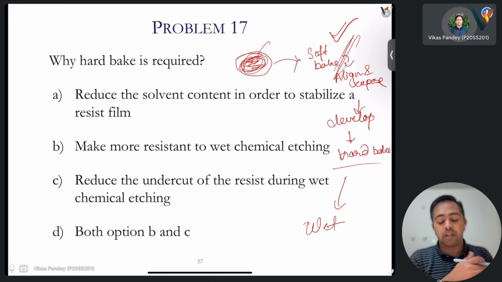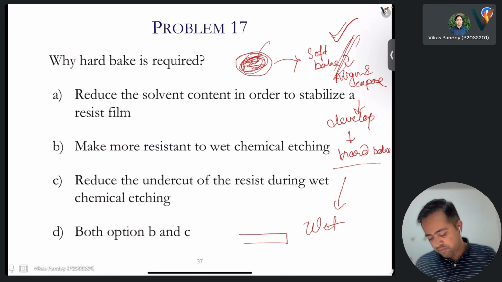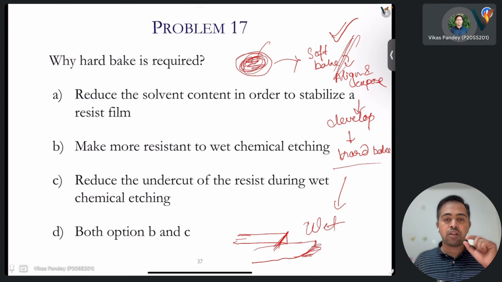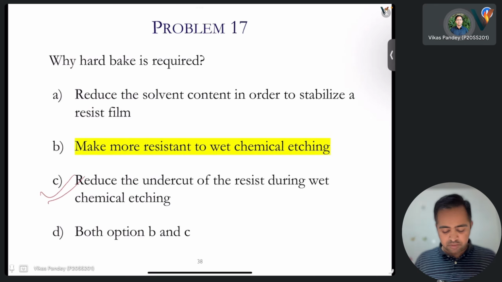The second one is to reduce the undercut. That is, if it is like this, after subsequent processes it should not become like this, or the structure at the bottom should not become like this. This we want to reduce because here it does not add, so it solidifies, it hardens. That is why it is called hard bake also. It hardens. It will be very difficult to be etched during the wet chemical etching. So B and C both should be correct. Now this should also be correct. This is both B and C.